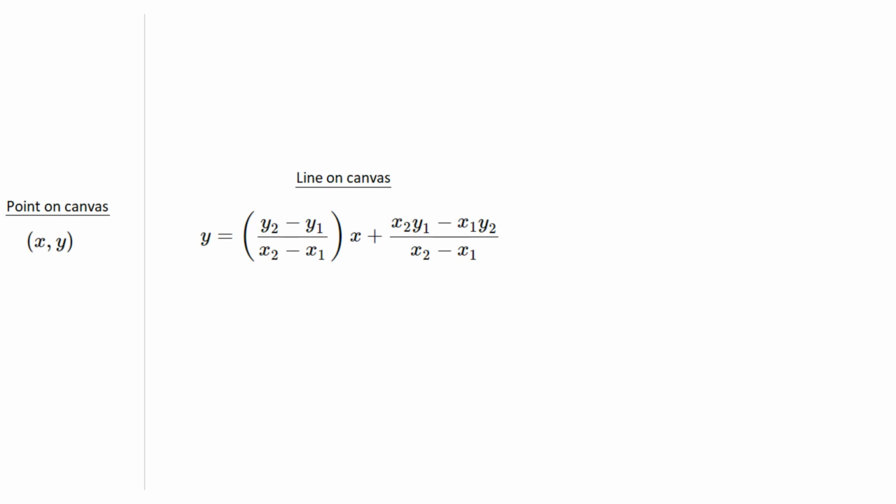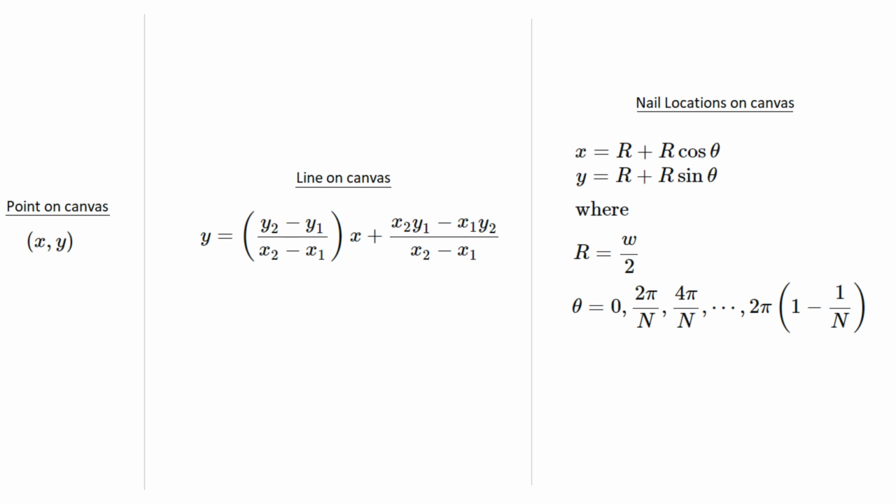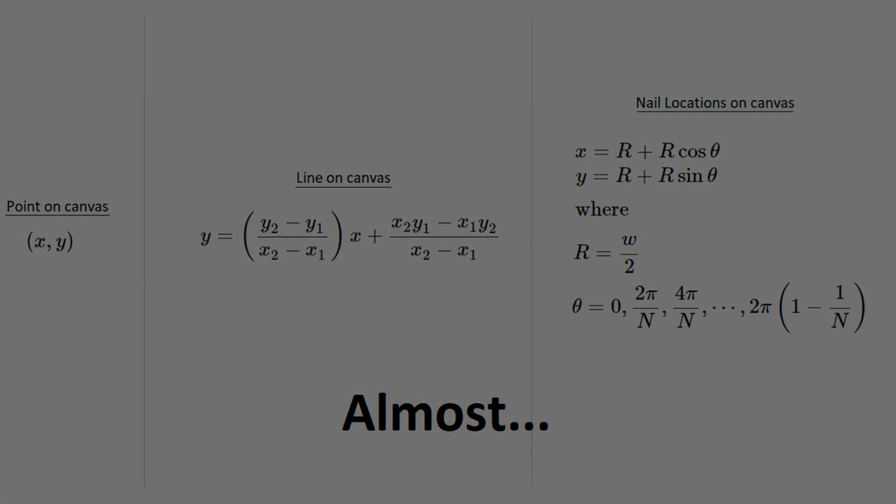Now we know how to model a nail, we know how to model a string, and we also know how to model the locations of all nails. We have almost everything necessary to go ahead and start programming nails and strings on an empty canvas. Almost. So in the next video, we will take that knowledge and render some strings on an empty canvas and decide what we can do next.